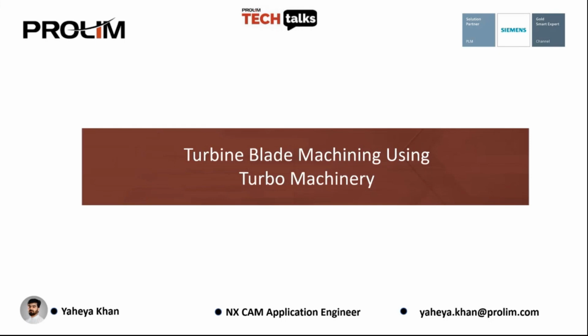Hello and welcome to Prolim's Tech Talk. Thanks for joining. Today I'm going to walk you through the turbo machinery capabilities in NX CAM. This area of NX is built specifically for handling complex parts like blisks, impellers, and turbine blades. We'll explore how NX CAM helps us to simplify the workflow, automate the repetitive tasks, and generate better quality toolpaths for these challenging geometries. So let's get started and take a closer look at turbo machinery in NX CAM.